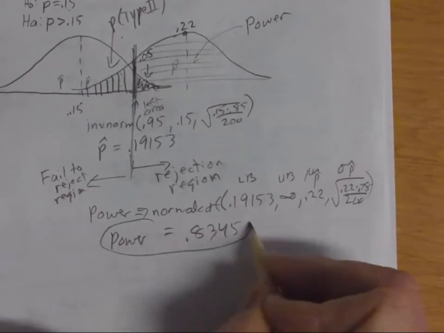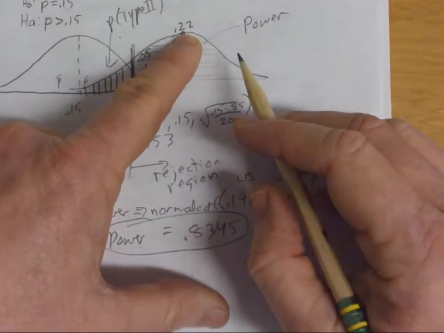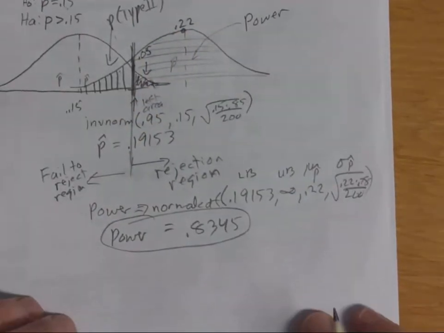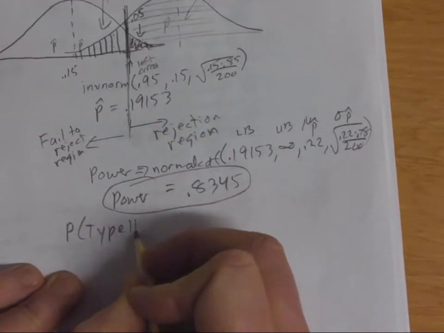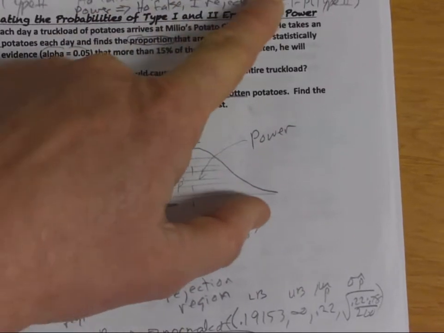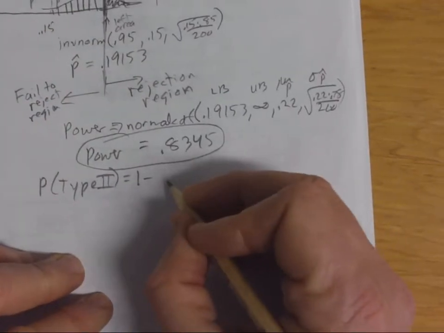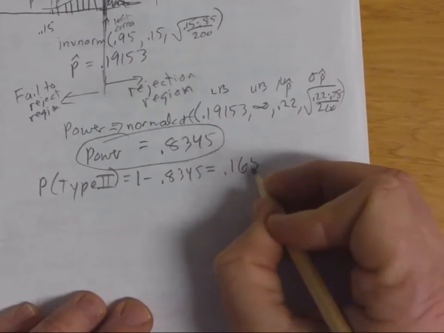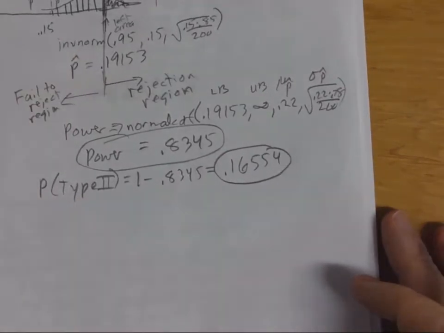That is the probability in this situation, assuming that the null is false, that I would reject it. And that's what power is. And then the probability of type 2 error, in other words, assuming the null is false, what's the probability that I fail to reject it? That is this area there. It is always 1 minus the power, which is 0.8345, and so that is equal to 0.16554 right there. So that is how you calculate them by hand.